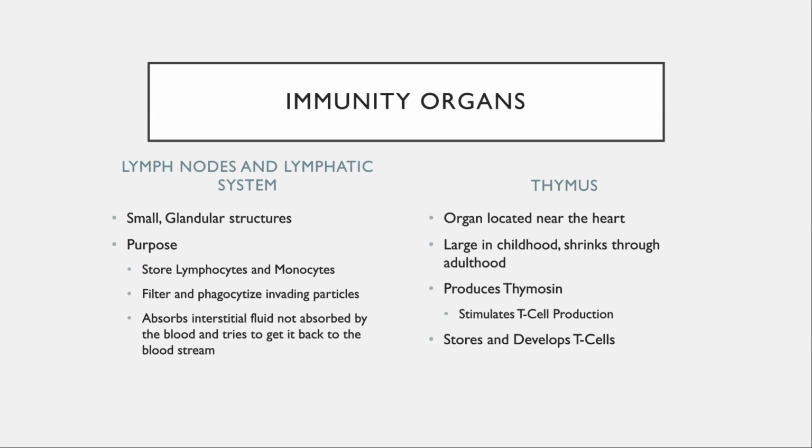The thymus is an organ located near the heart. It's often larger in childhood but shrinks throughout adulthood, and it produces a chemical called thymosin. Thymosin stimulates T cell production. Then the thymus also helps to store and develop those T cells.